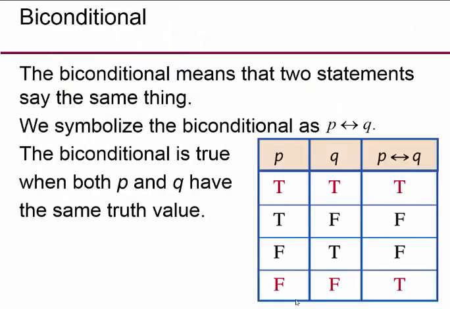Now, biconditional. Biconditional means that two statements say the same thing. So we're going to symbolize the biconditional as a two pointed arrow. So this is P if and only if Q. So the biconditional is true when both P and Q have the same truth value. So you can see that if P and Q are true, the biconditional is true, and if P and Q are both false, the biconditional statement is true.